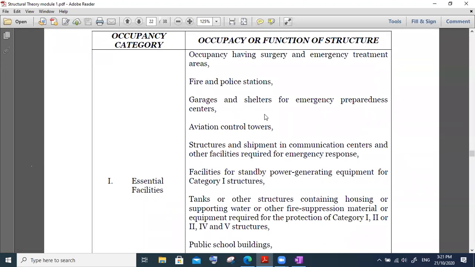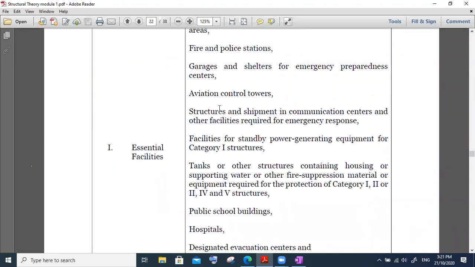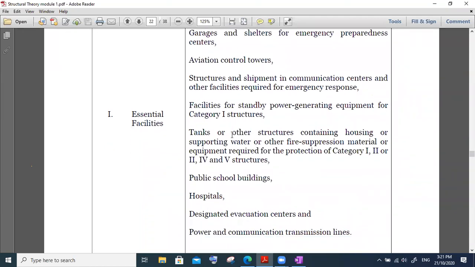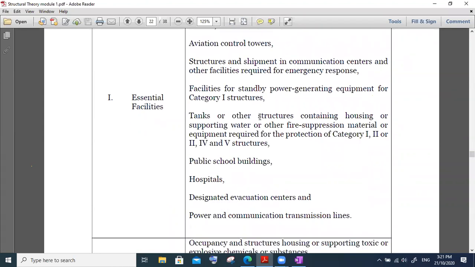Garages and shelters for emergency preparedness centers, aviation control towers, the structures and shipment and communication centers and other facilities required for emergency response, the facilities for standby power generating equipment for category 1 structure. Yung tanks or other structures containing, housing, or supporting water and other fire suppression material or equipment required for the protection of category 1, 2, or 3, this is 3, 4, and 5 structures ay kasama sa category 1.